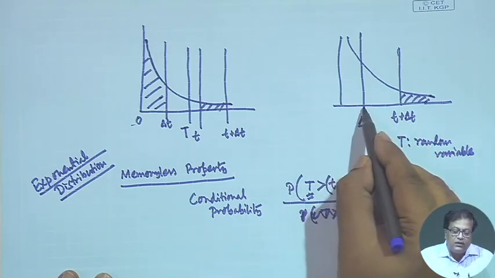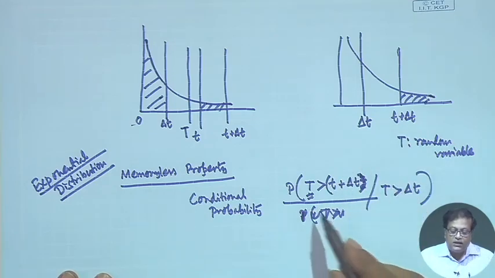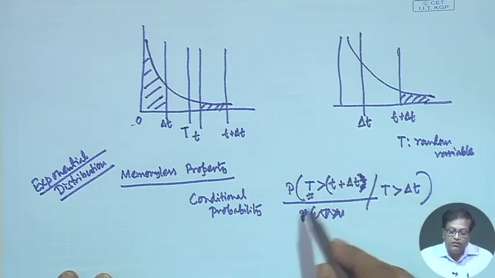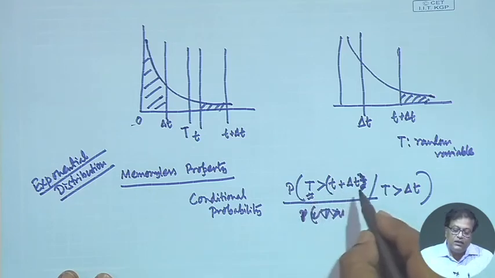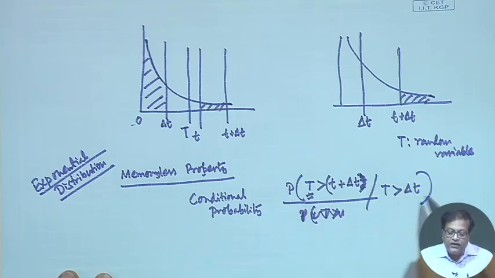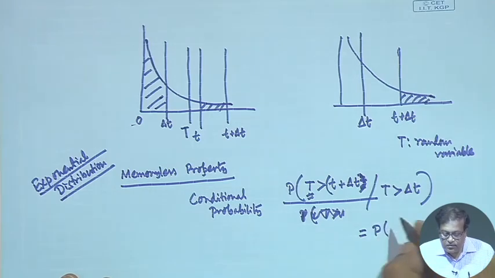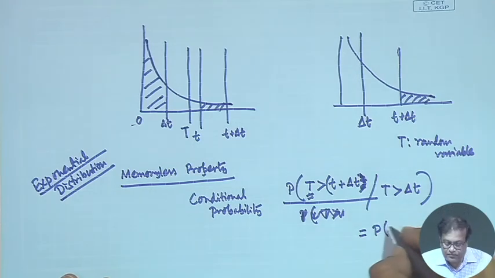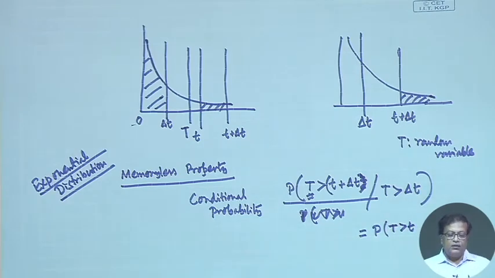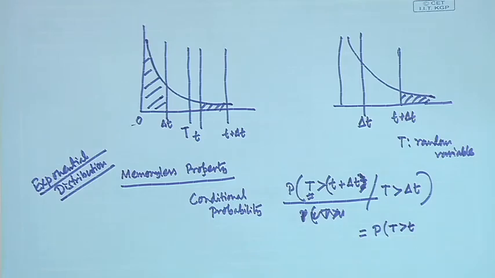Once this period has elapsed, the good thing is that when we try to find this probability, the probability of T greater than t plus delta t given T greater than delta t is nothing but the probability of T greater than t. So, in other words, it is not necessary that we have to really think of this.